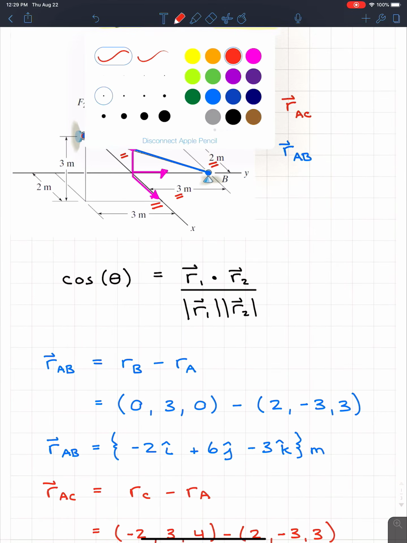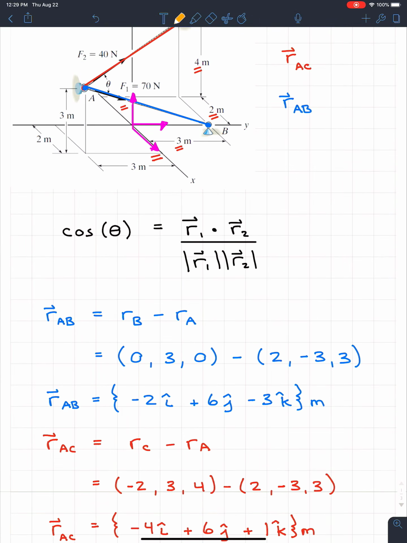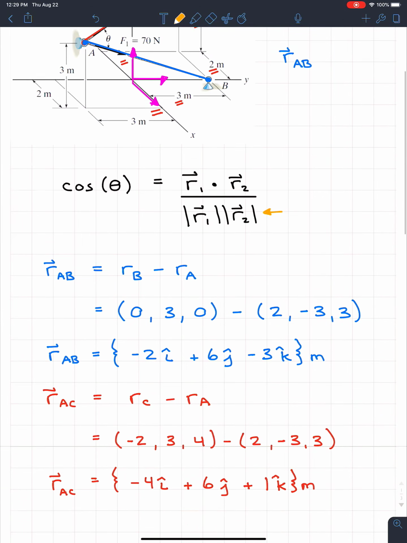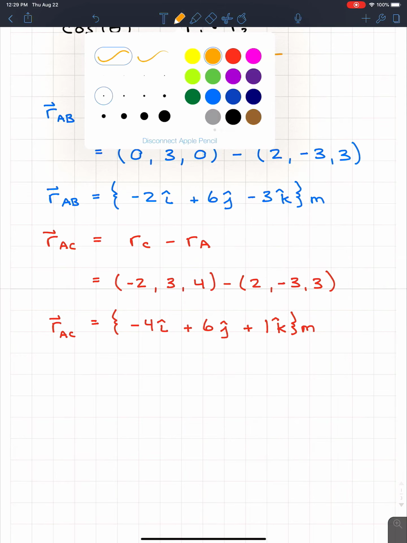So now that we have our two position vectors, we can almost solve for that angle theta. However, if we look at the formula here, we're missing one thing, and those are the magnitudes right there. But again, the magnitudes are one of the more simple parts, so we can do that real quick.